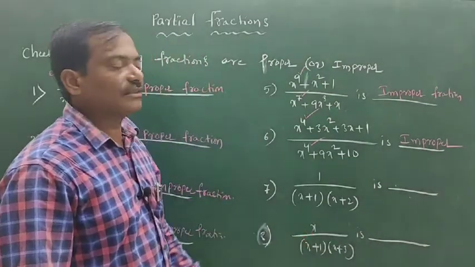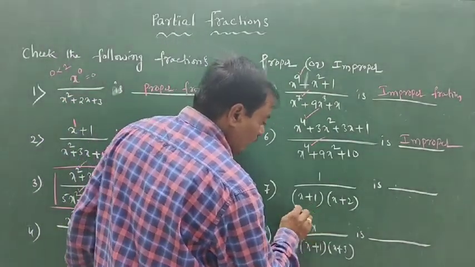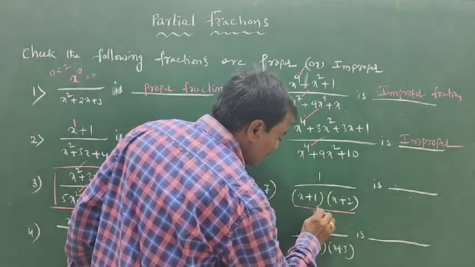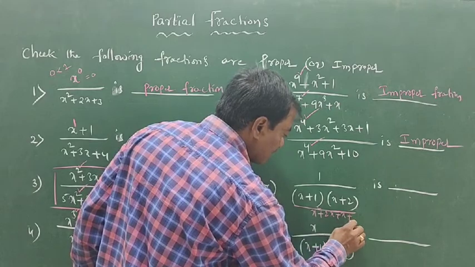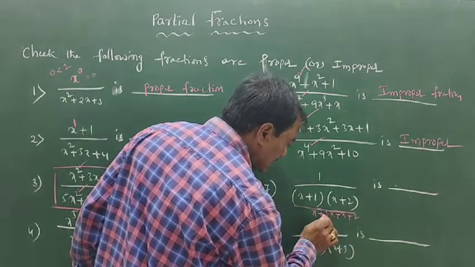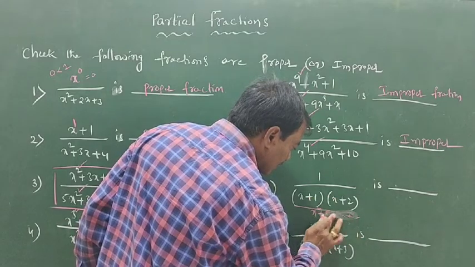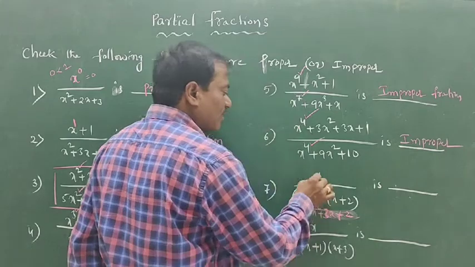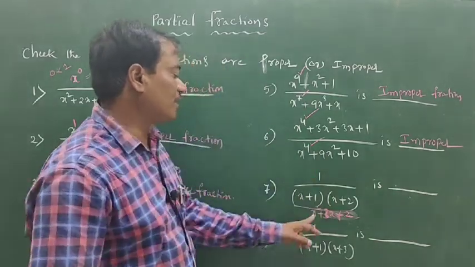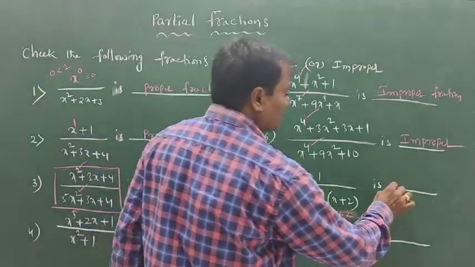And coming to this one, now we multiply the denominator. So we get x square plus 2x plus x plus 2. Finally this is x square plus 3x plus 2. So the degree of f of x is 0 and the degree of g of x is 2. Therefore this is a proper fraction.